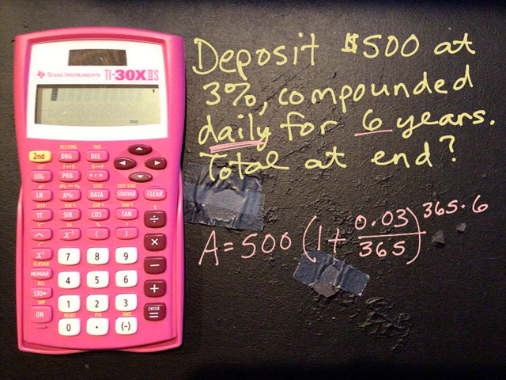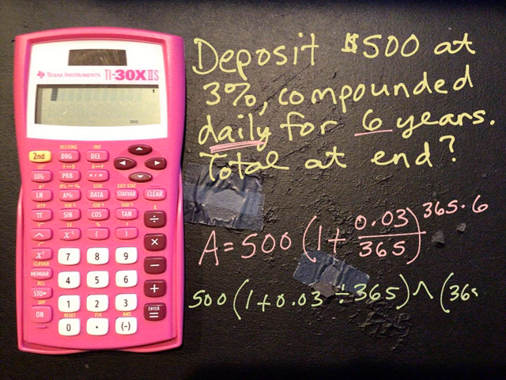Okay, so now, how do we plug that into our calculator? Go ahead and try. But again, 500, parenthesis, 1 plus 0.03 divided by 365, end parenthesis, caret, parenthesis, 365 times 6, end parenthesis.